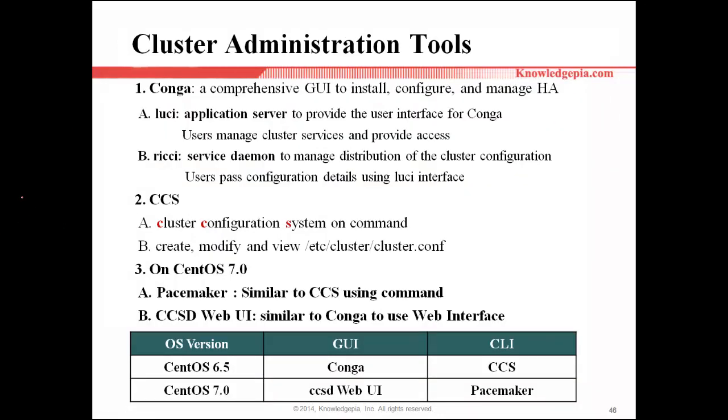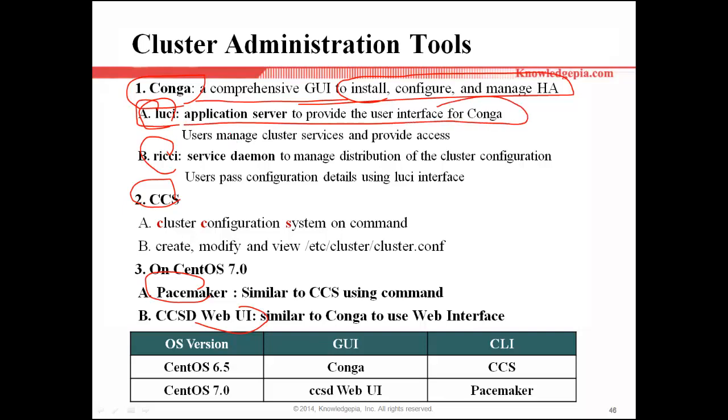Cluster administration tools. I already told you about Conga, CCS, Pacemaker and the PCSD web UI. So I already showed you Conga. This is a comprehensive GUI tool to install, configure, and manage HA, high availability. Conga has two applications, Luci and Ricci. Luci is the application server that provides the user interface for Conga. So this is a kind of GUI tool. Using this one, we can manage cluster services and access as well. Ricci is a service daemon to manage distribution of cluster configuration. So using Ricci, we can pass the configuration details from the Luci interface.